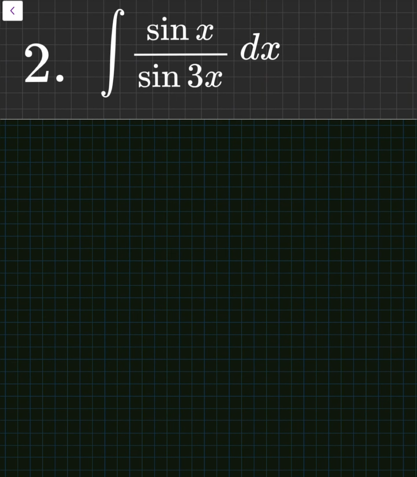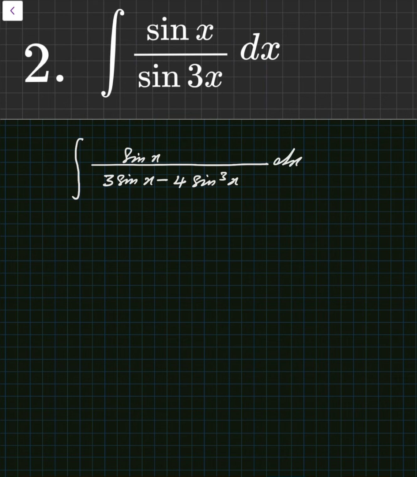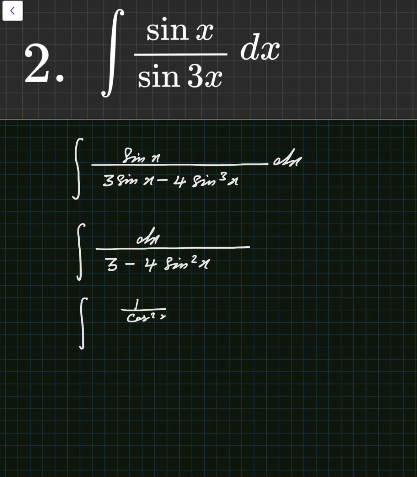Now I will discuss question number 2. Here sin x upon sin 3x, where sin 3x is written as 3 sin x minus 4 sin cube x, into dx, and that one is dx divided by 3 minus 4 sin square x. Again divide by cos square x in numerator and denominator, so we get 1 upon cos square x minus 4 tan square x dx.